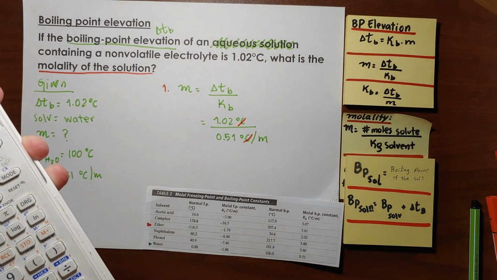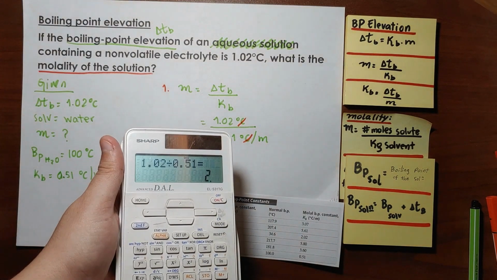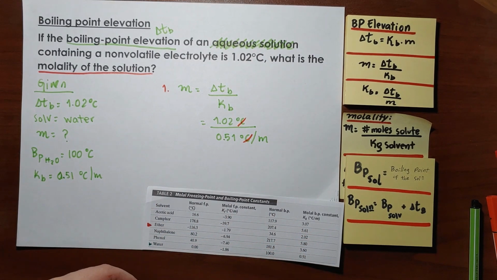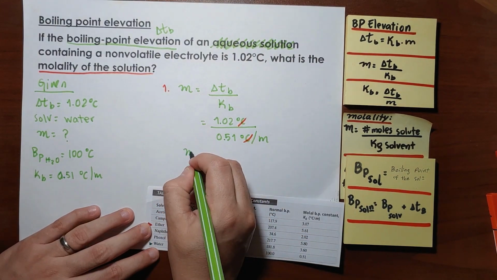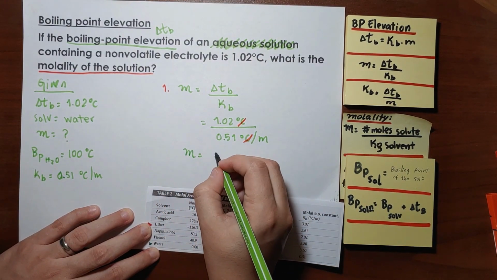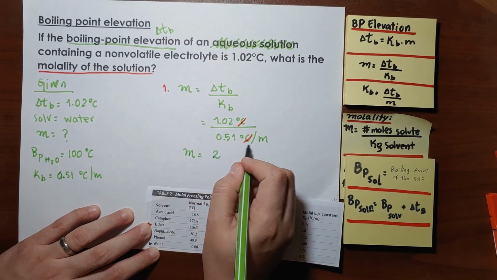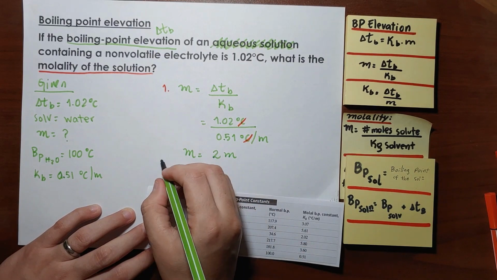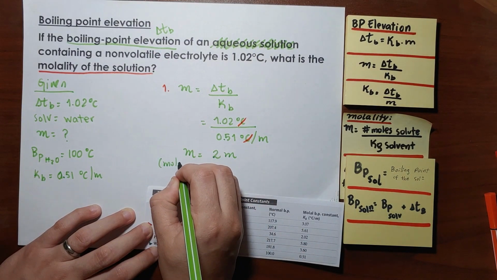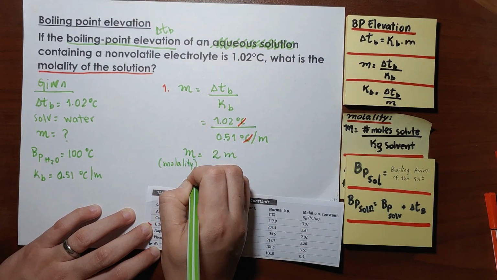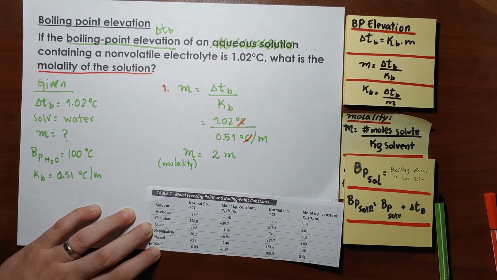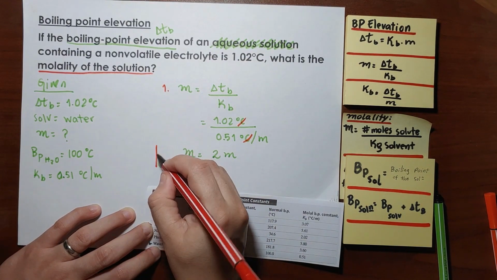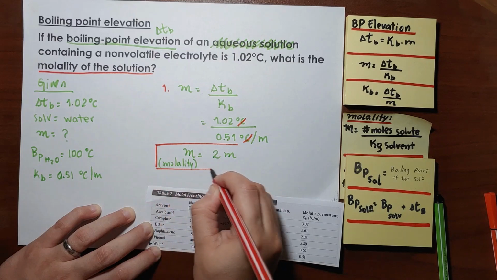1.02 divided by 0.51 gives me exactly 2. So that means that my molar concentration for this solution is 2. The unit is m. Molar concentration or molality equals 2 m. And this is the answer for this problem.